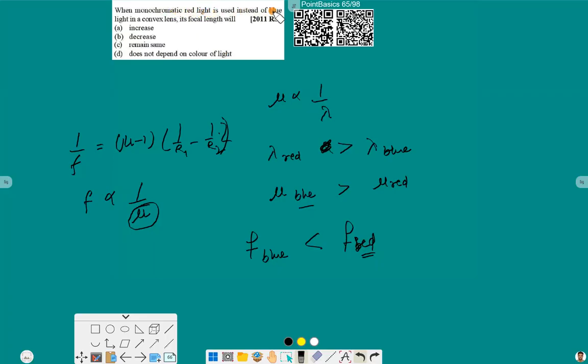So monochromatic red light is used instead of blue. So we have replaced blue with red. So focal length will increase, and that is option A. Now let us move ahead.